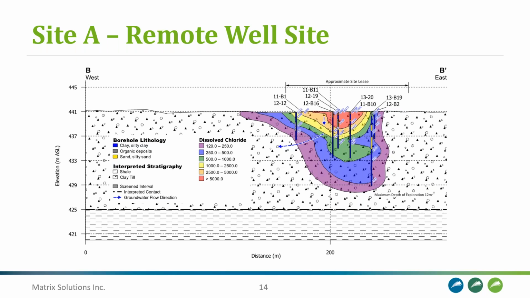And we can see from the section that the plume is mainly contained, again, laterally to the lease, and that we have pretty good vertical delineation of the chloride impacts to the maximum depth of drilling at 12 meters below ground surface.